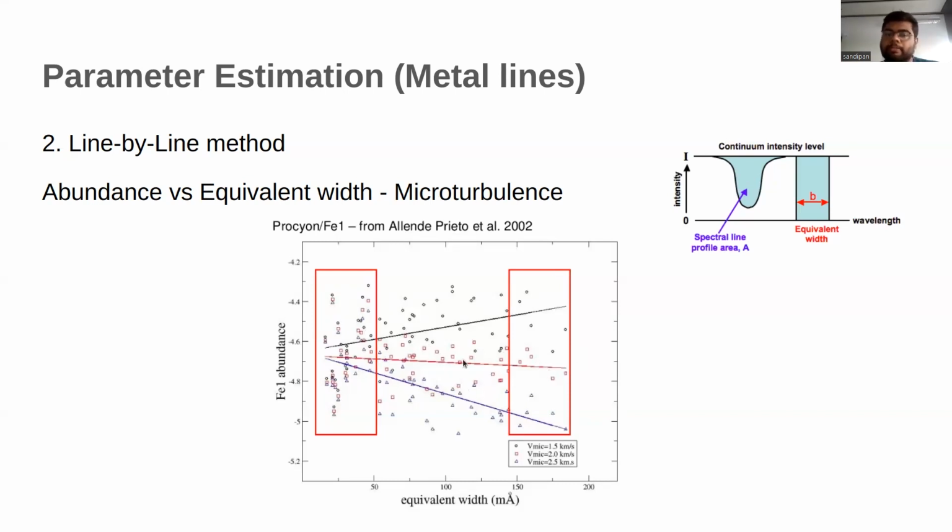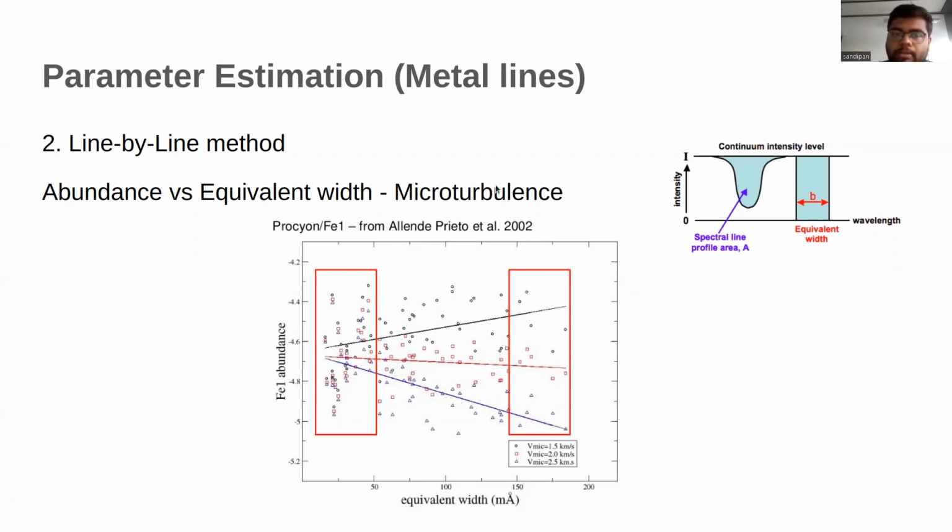And you again do the same thing. You want to get the slope to be 0 because, again, you don't want the iron abundance to change with the area under the spectral line. So once you have that, you will get the microturbulence.